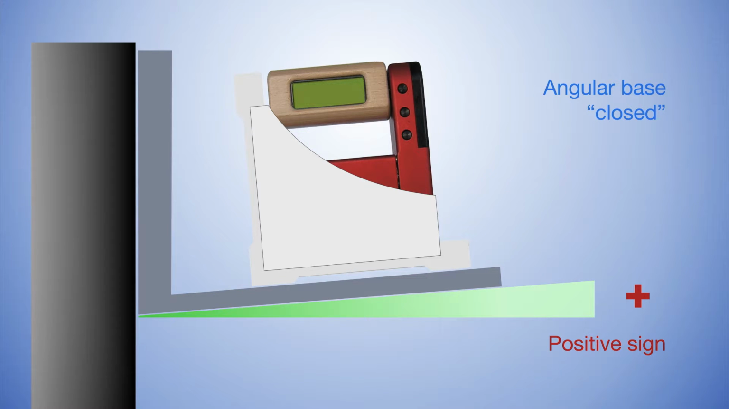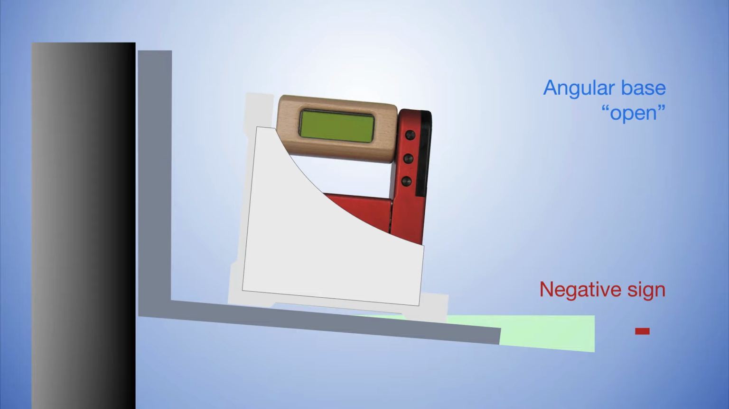Graphically, you have to imagine this as follows. If the bases are too closed, then the horizontal base is pointing slightly upwards if the vertical base is sitting on a perfectly vertical plane. The angular error of the instrument will then have a positive sign. If the bases are too open, then the opposite is valid. The horizontal base is pointing slightly downwards if the vertical base is sitting on a perfectly vertical plane. The angular error of the instrument has a negative sign.